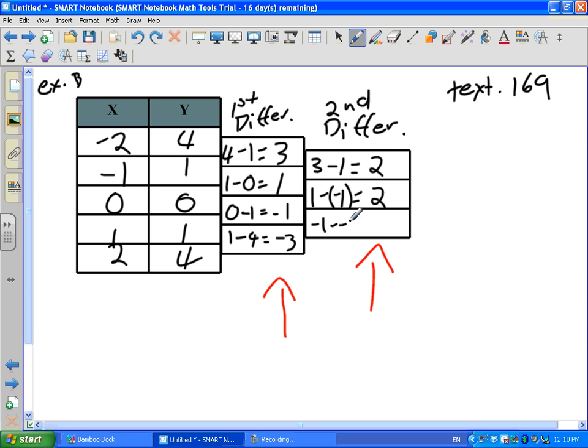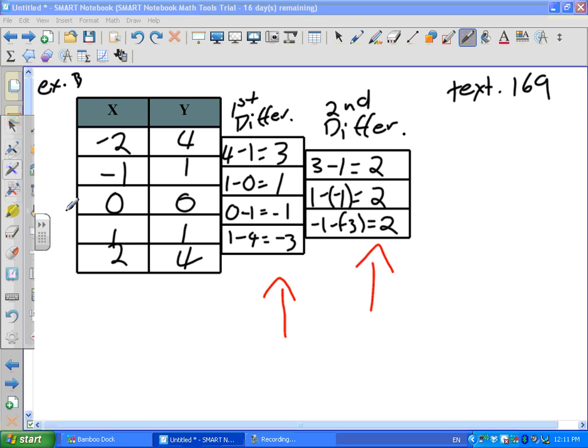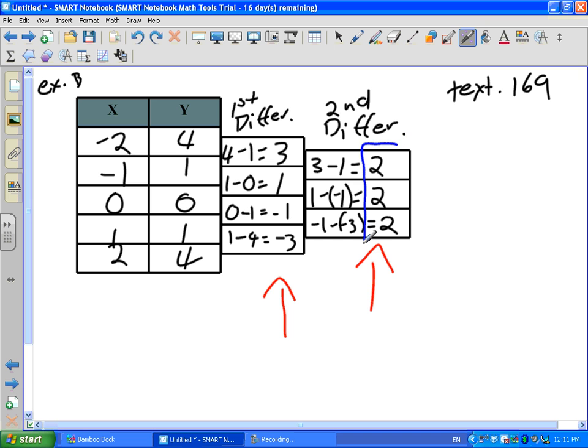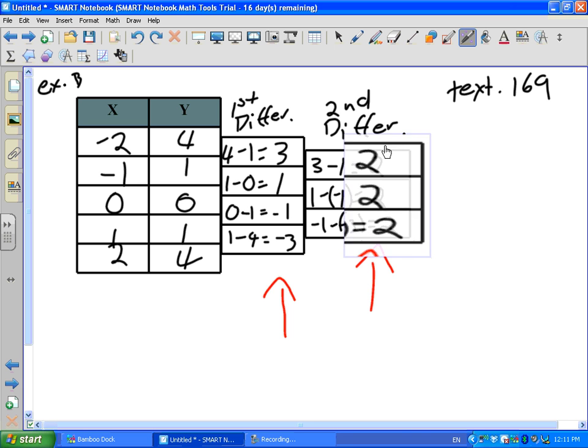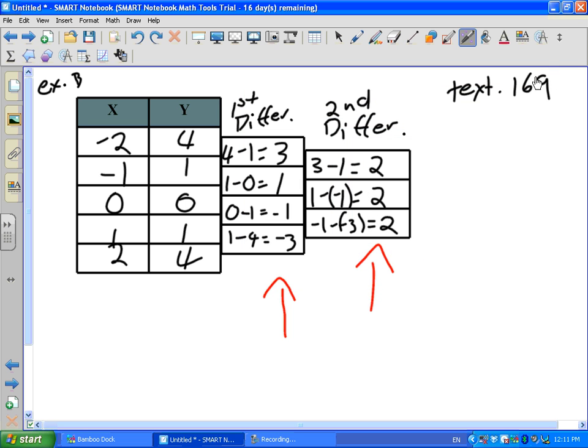-1, subtract -3. 2. Okay. Second differences. Were the second differences the same? Yes. They're all 2, which means we have a quadratic relationship. It's as simple as that.